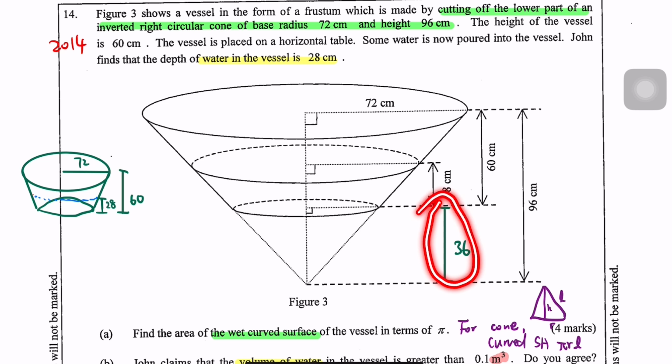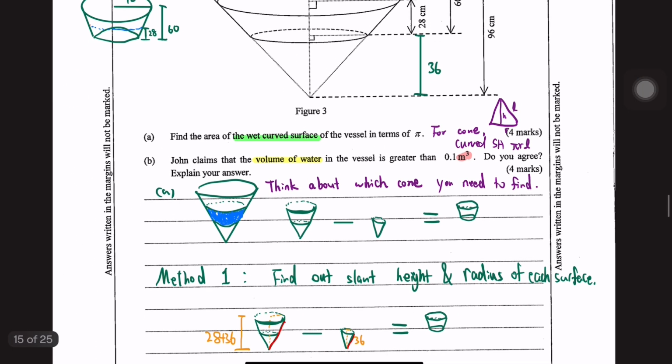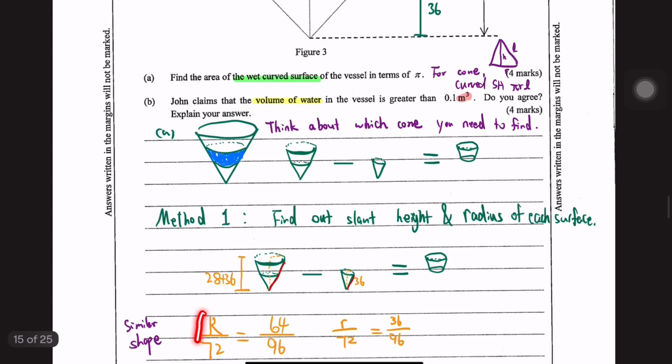Okay, 36 by 96 minus 60 here, you can calculate this one. So we use the ratios to help us find out the radius. The ratio of the radius should be the radius of the frustum over the largest cone. So R over 72 equals the height of the smaller cone plus the frustum over the largest cone. Always remember that what is similar is not the frustum, the similar shape is the cone.